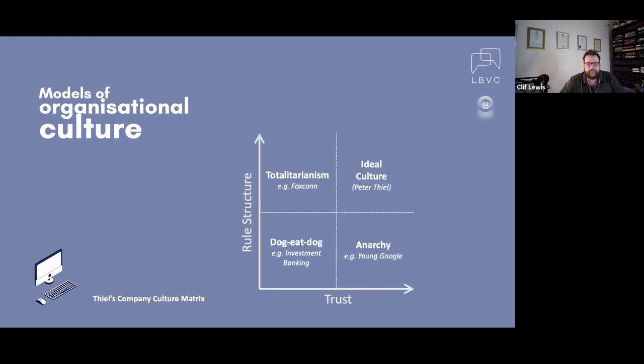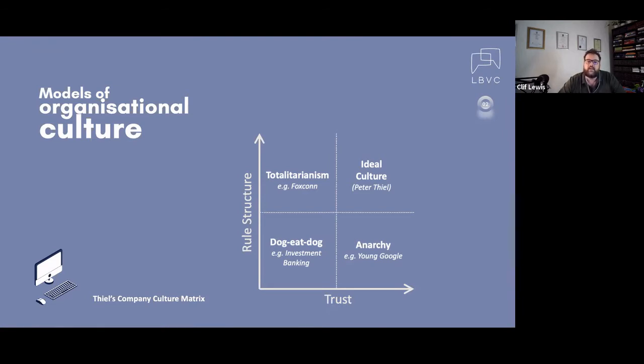And the third one is Thiel's company culture. So Peter Thiel is the guy who founded, is it PayPal? I think it was PayPal. He's also the founder of Palantir, I think. I don't think I'm saying that correctly, but anyway, him and a guy by the name of Masters came up with the company culture matrix.